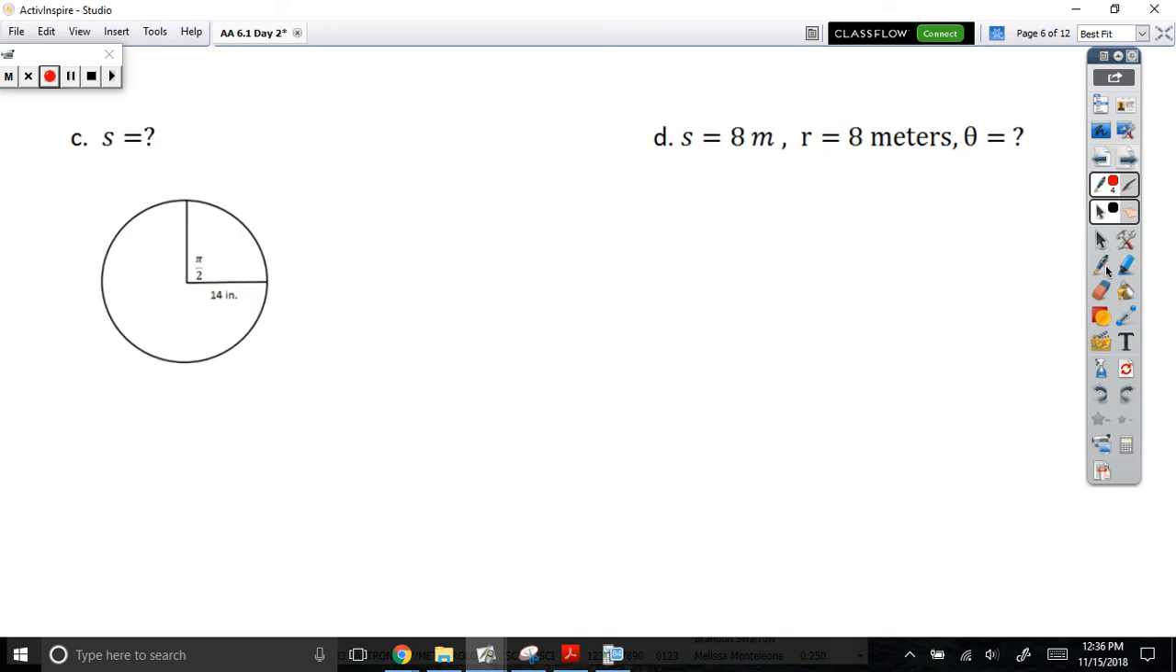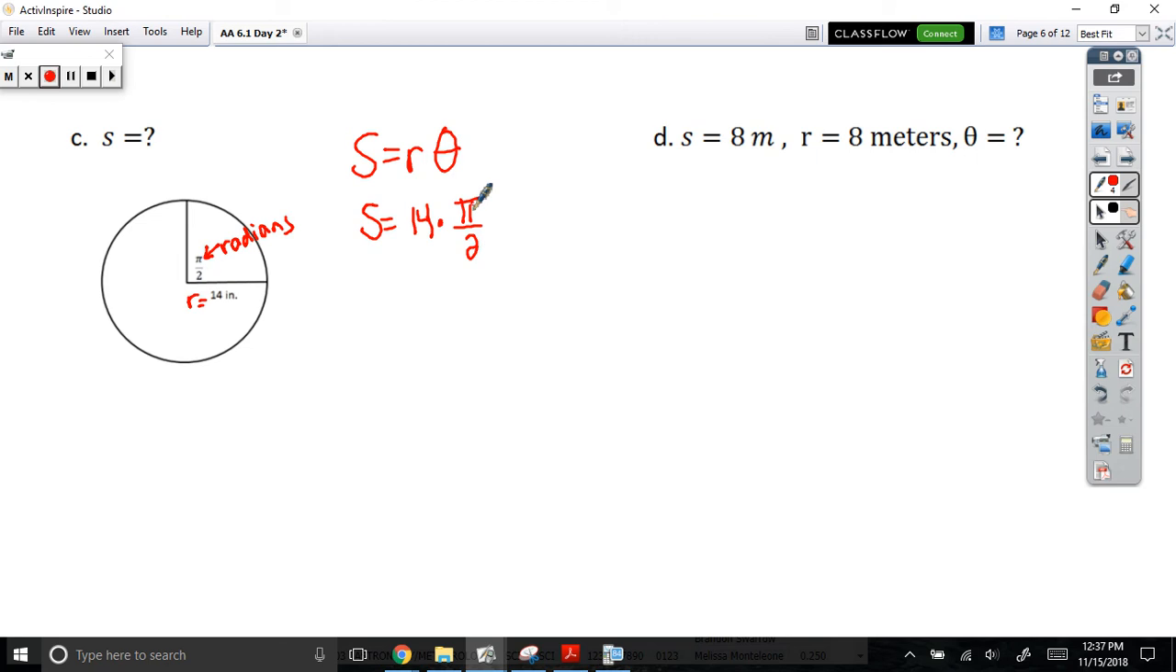The next one, they give us a picture, just showing us that the angle is pi over 2. That should probably say radians, but since we see the pi, we know that it's probably in radians instead of degrees. 14 is representing what? The radius. They may sometimes give you the diameter. If that happens, just divide it by 2 to find your radius. And they want to know s. So this is an easy one just to plug in and multiply. Radius is 14.